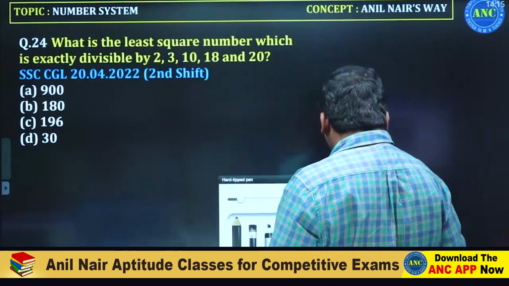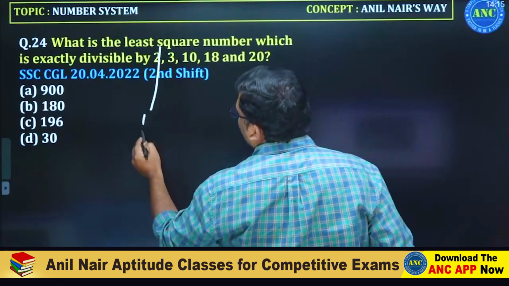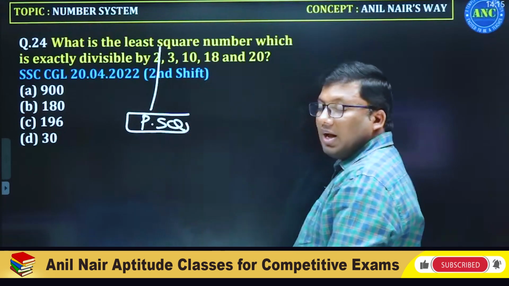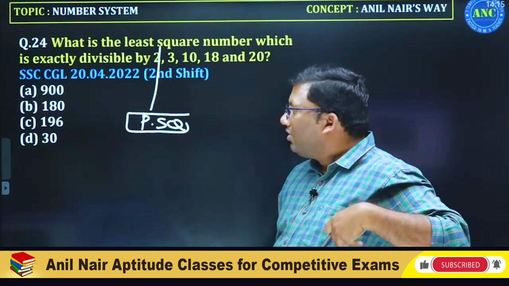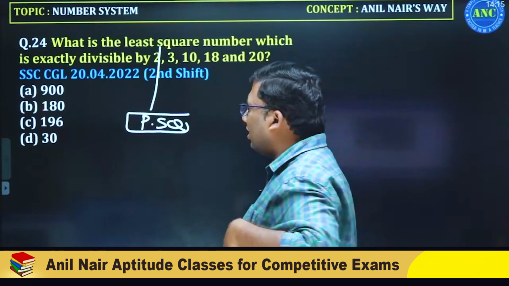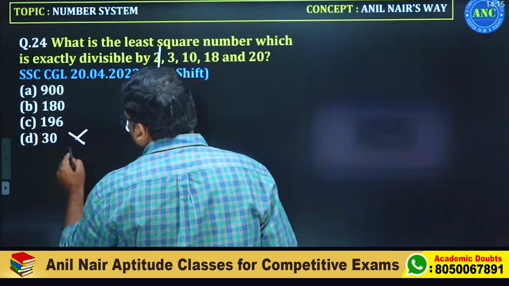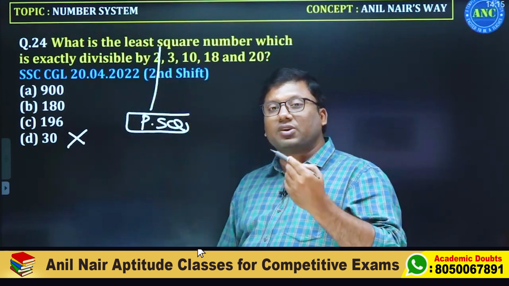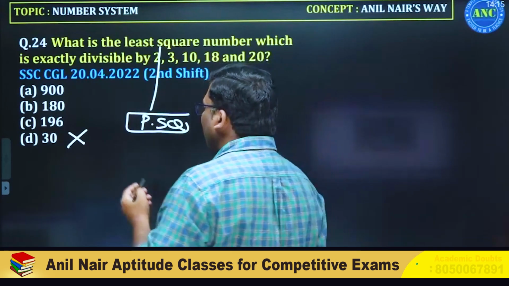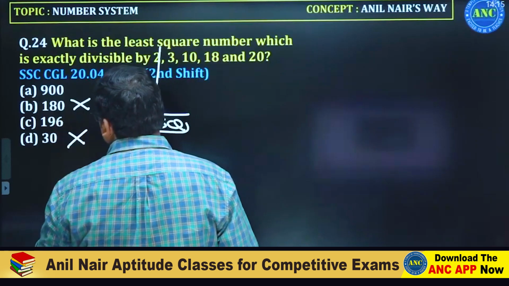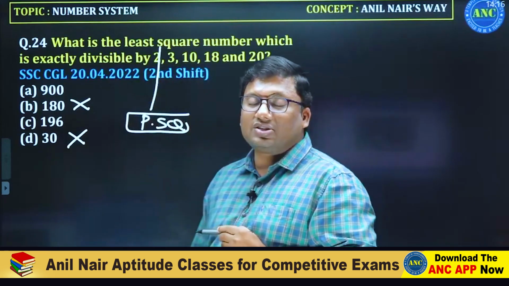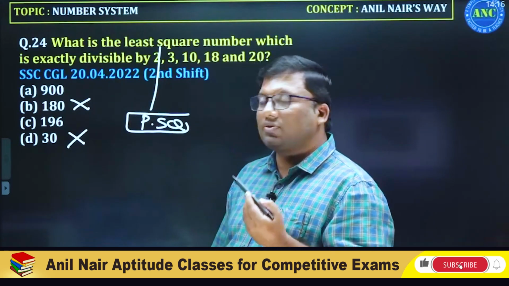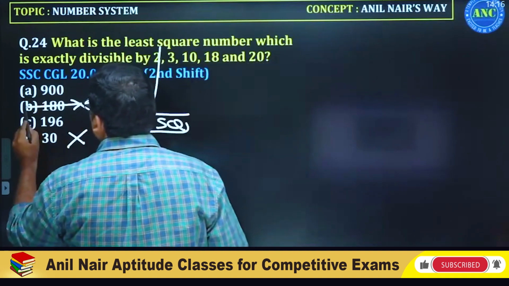What is the least perfect square? Answer should be a perfect square. Which all perfect squares are there in the options? Now if you see, 30 is not a perfect square. 5 square 25, 6 square 36. 180 is not a perfect square. A perfect square I will write: 12 square 144, 13 square 169, 14 square 196. It cannot be.